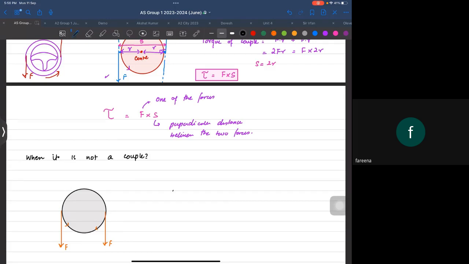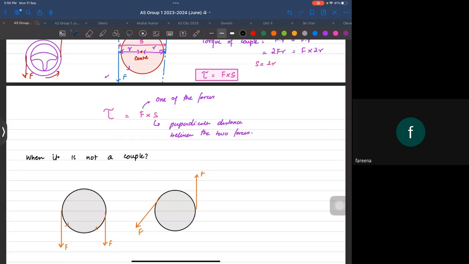Then the other way, it cannot be a couple, is when suppose one force is of equal magnitude like that, but then the other force is like this. It's in a completely different direction. It's not opposite. So this is not a couple.